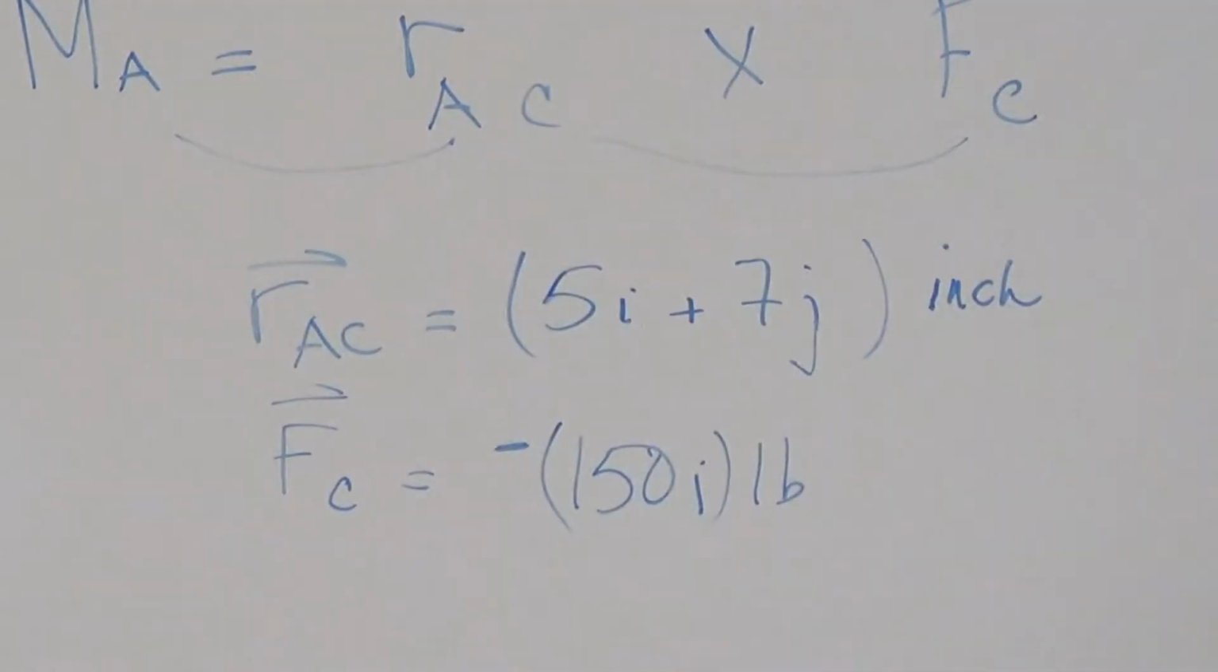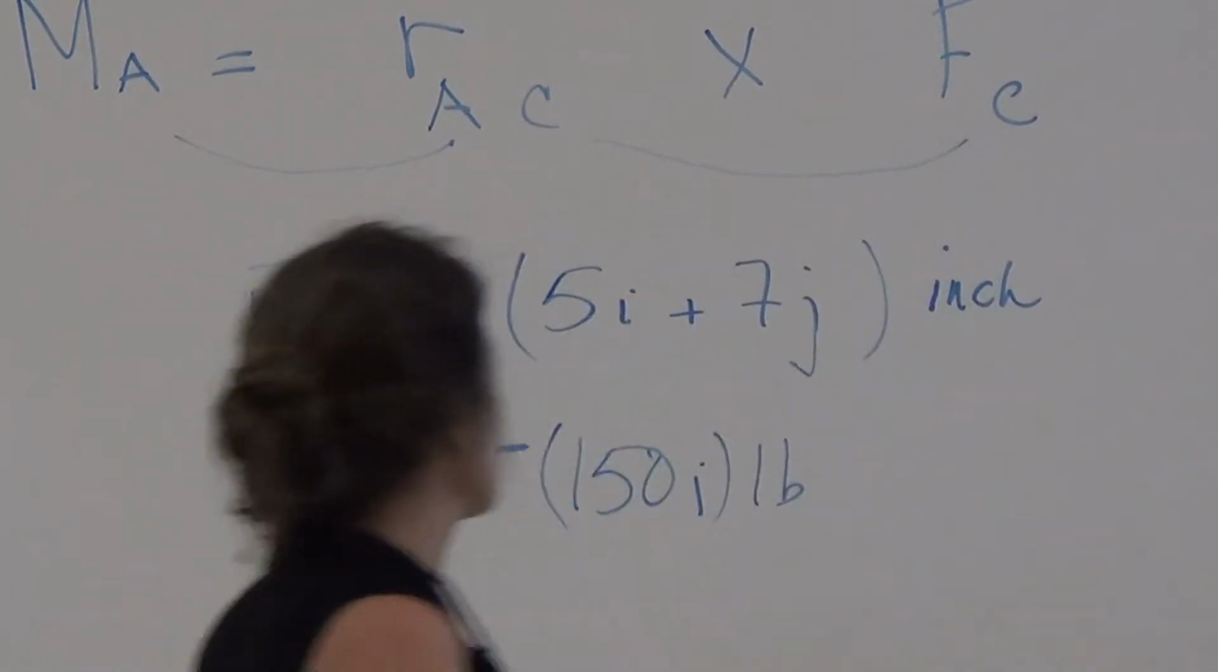So, my R vector, what's my R vector? It's a distance vector. R is distance, right? Everybody knows that R is distance. So going from A to C, it has a 5 in the X and 7 in the Y. The force vector only represents the force. The force is 150 pounds, but I have to show its direction, and its direction is negative I.